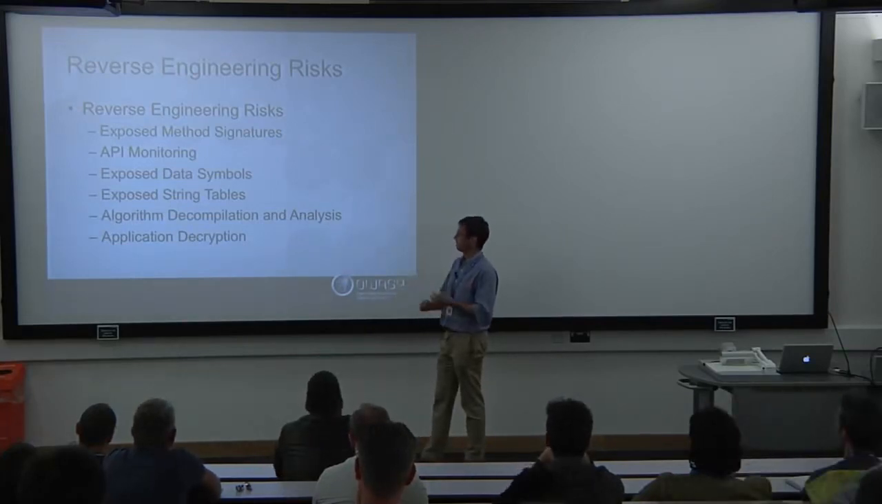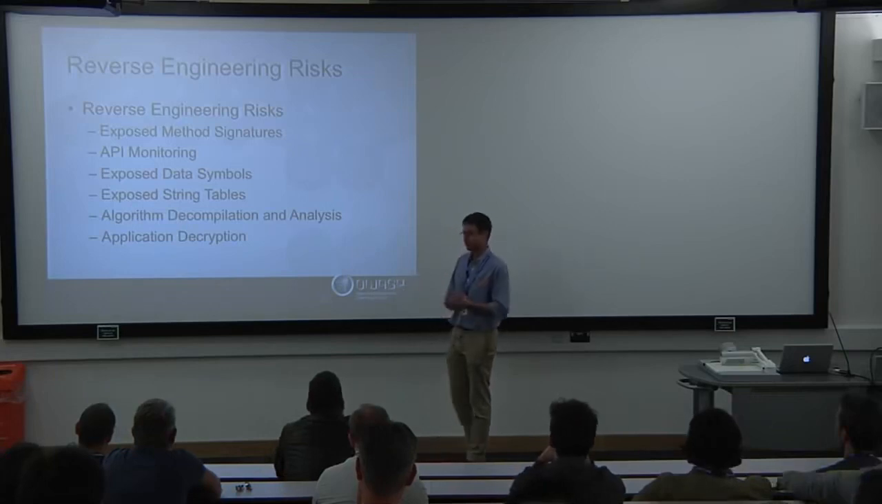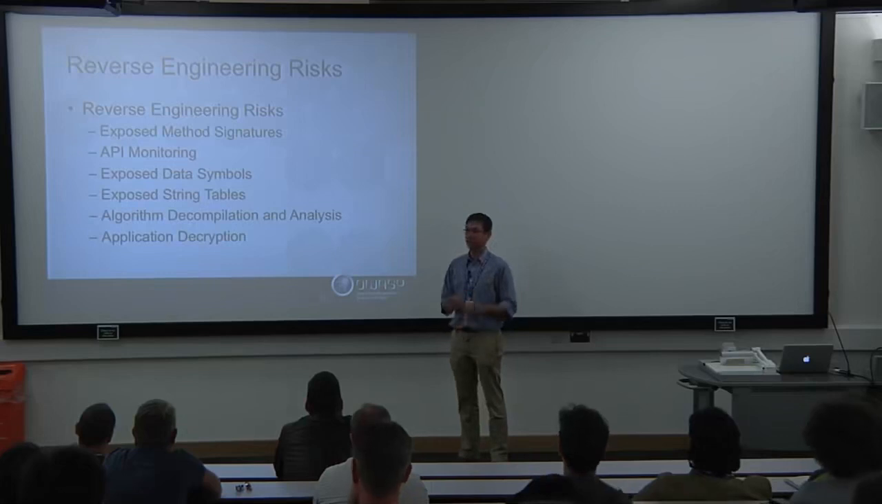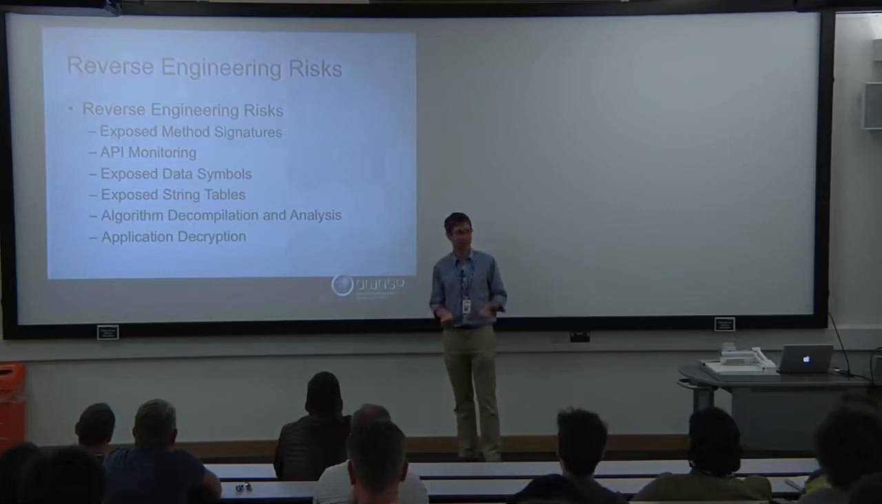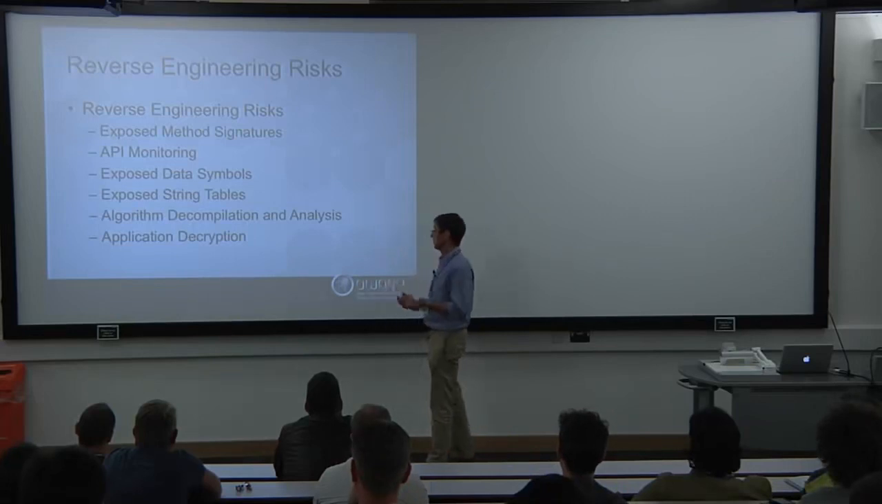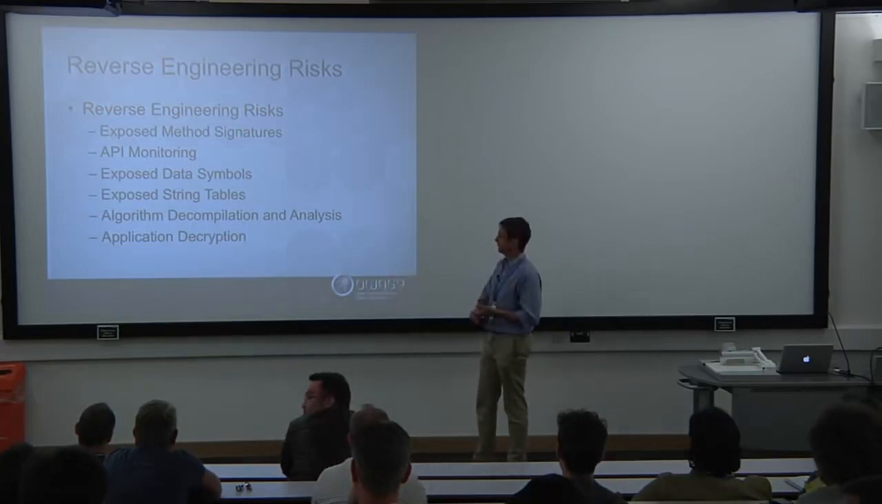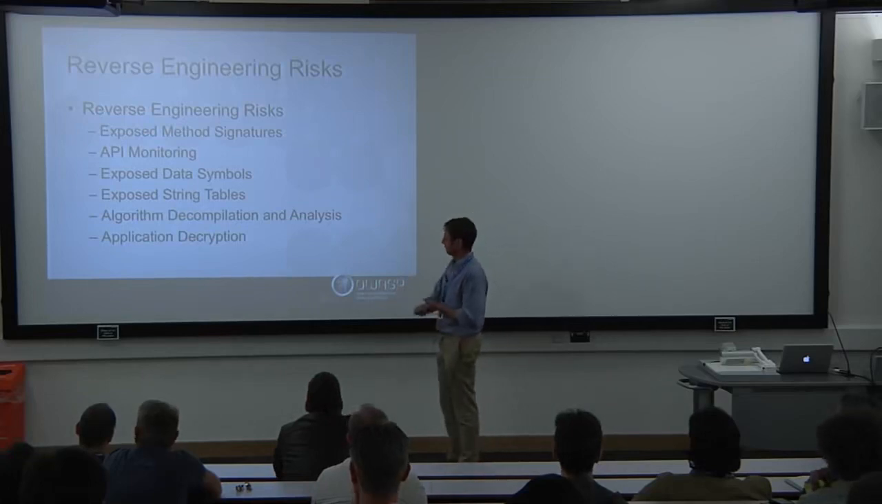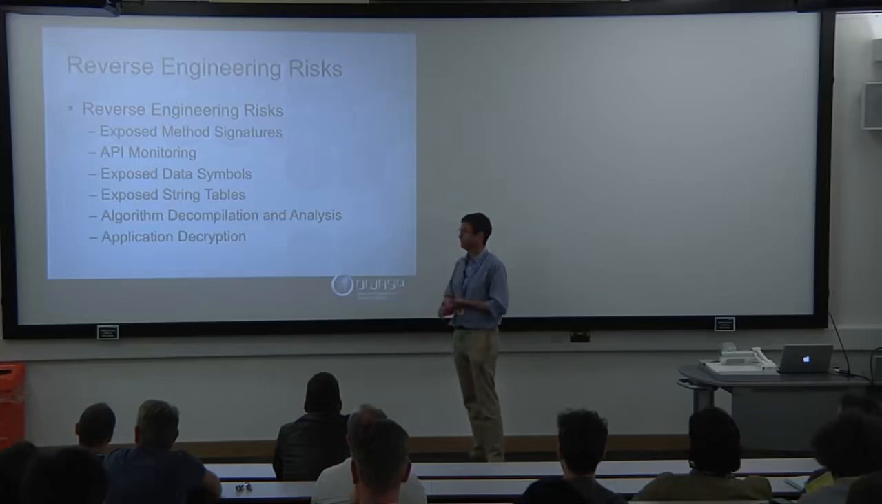Exposed data: the data and the strings and the crypto keys and all the rest of it that you have embedded in your binary are there for anyone to find and have a look at and do what they want with. Decompilation is trivially simple on Java and .NET, a bit harder on Objective-C and C code, but still doable. And you can certainly analyze it to work out what's going on.